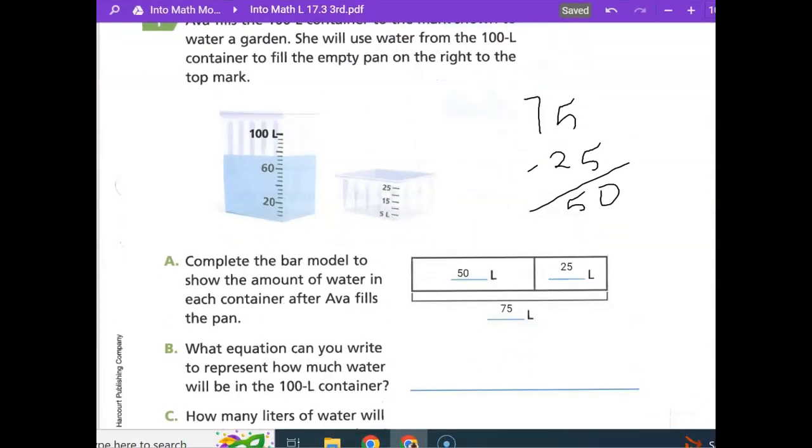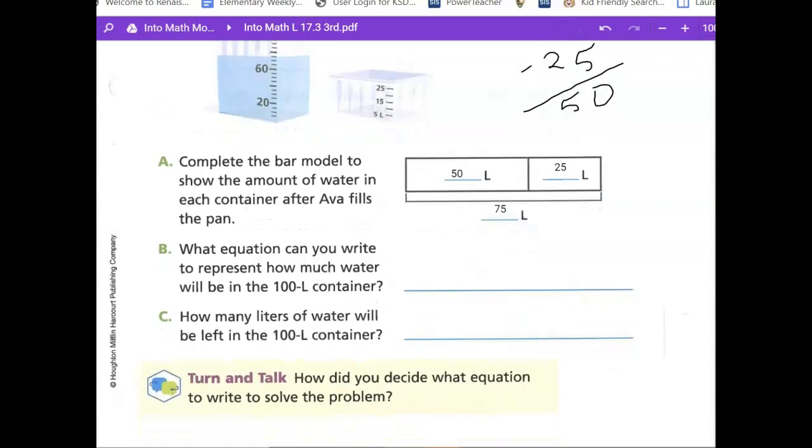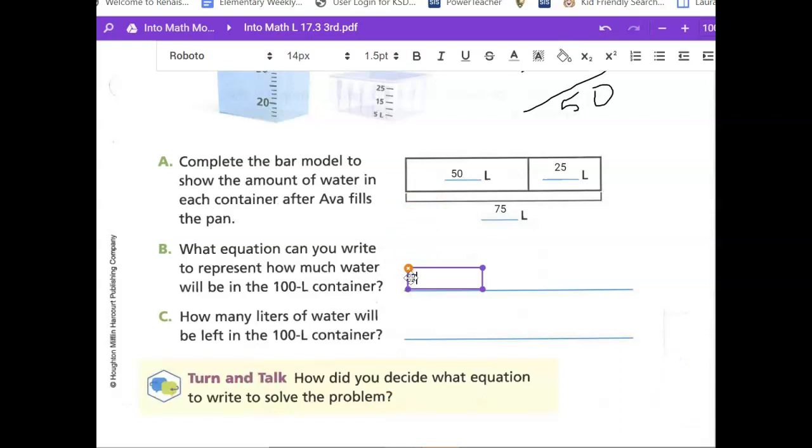What equation can you write to represent how much water will be in the 100-liter container? Well, that would be just like the one I did up there. So it would be 75 minus 25 equals 50. I'm going to try and make this bigger. Okay. How many liters of water will be left in the 100-liter container? Well, 75 minus 25 is 50 liters.